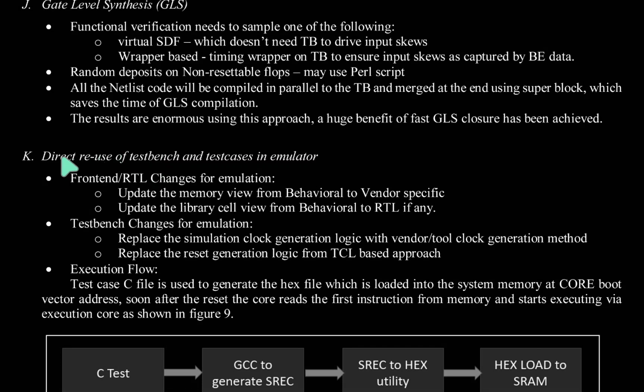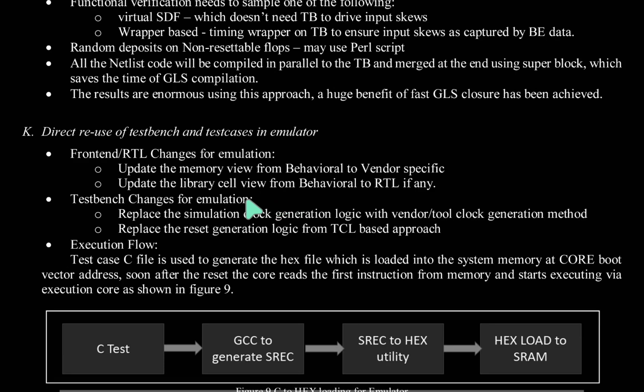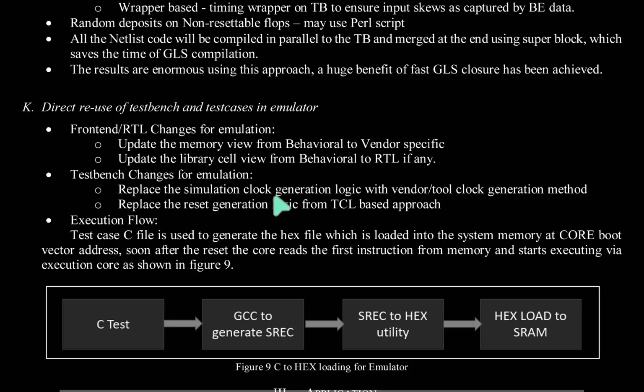K. The direct reuse of the testbench and the test cases in emulator. Front-end RTL changes for emulation: update memory view from behavior to vendor specific, and update library cell view from behavior to RTL if any. The testbench changes for emulation: replace the simulation clock generation logic with the vendor tool clock generation method, and replace the reset generation logic with a TCL-based approach.